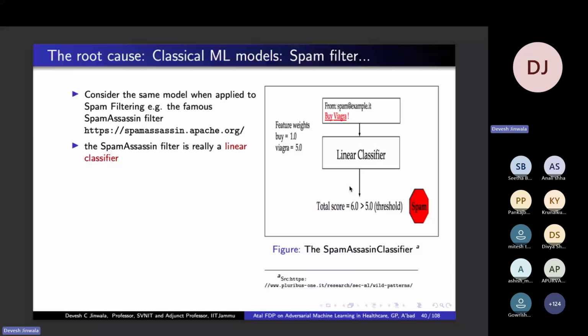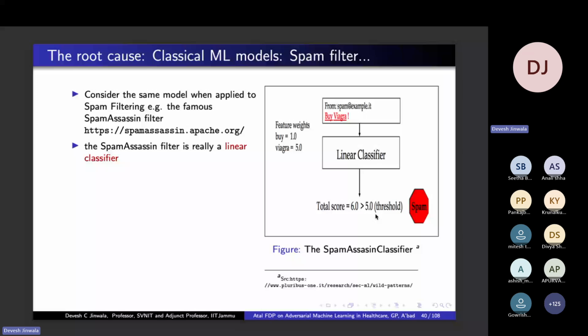In this case, buy is given a weight of 1.0, Viagra is given a weight of 5, and what that classifier would do is compute the total score of these feature vectors. During the training phase, it would have been taught that the threshold for considering an incoming mail as spam is if this feature score goes above a particular threshold. Here the threshold shown, for example, is 5.